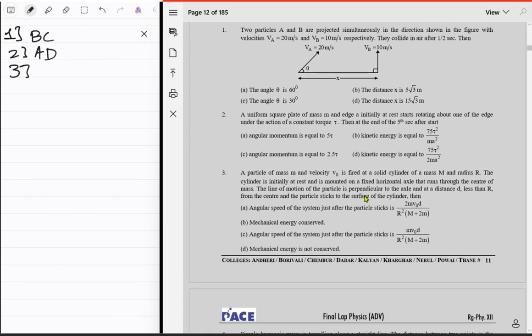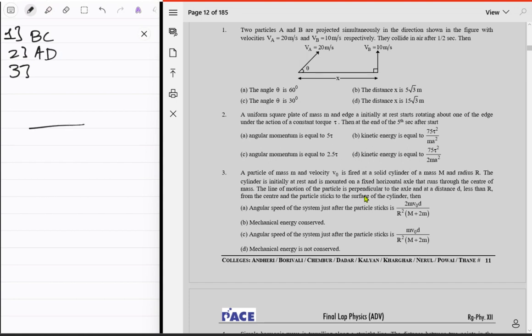Third: a particle of mass m and velocity v naught is fired at a solid cylinder of mass M and radius R. The cylinder is initially at rest and is mounted on a fixed horizontal axle that runs through the center of mass. The line of motion of the particle is perpendicular to the axle, at a distance d less than R from the center. Okay, समझा.